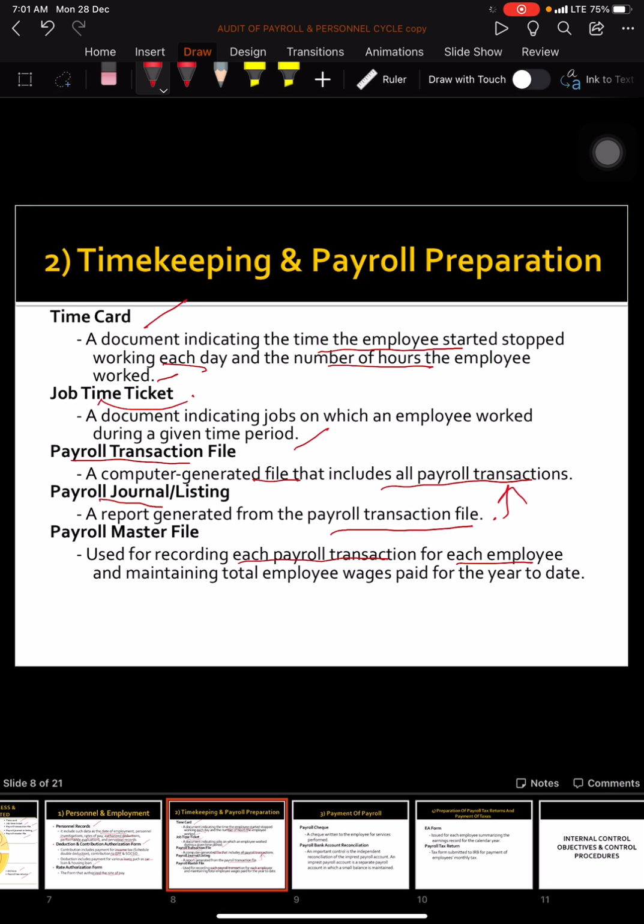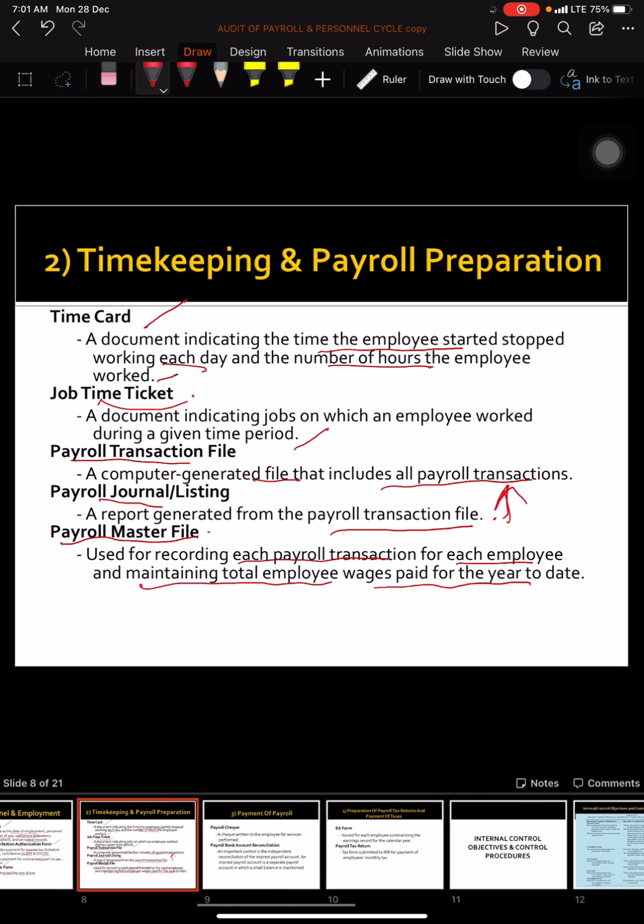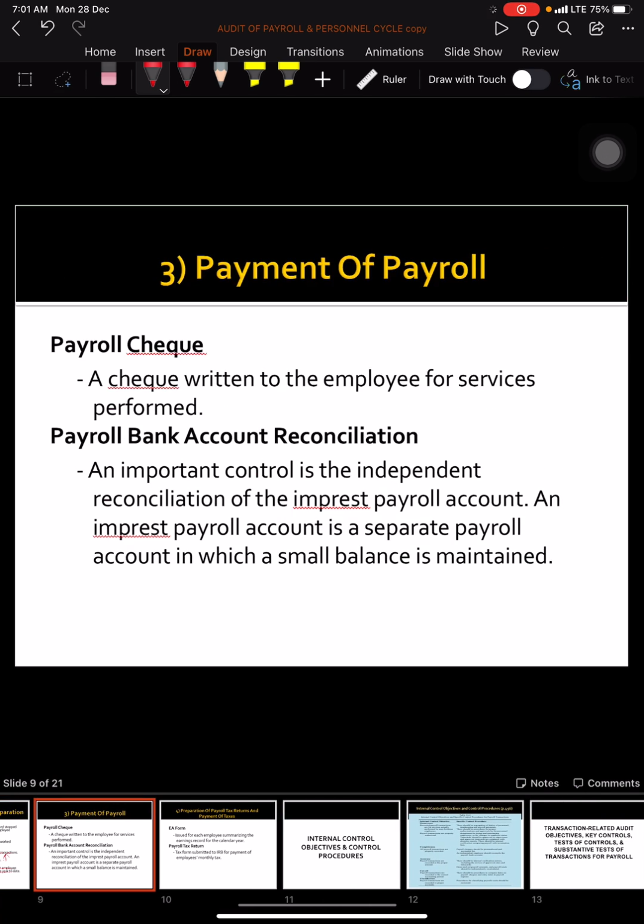Alright, this is for a single item, but the payroll master file includes all of the employees, so they are combined together, maintaining the total employees' wages for the year to date. So all of the employees' deductions, gross pay, everything will be in the master file. Right, now we move on to the next one.